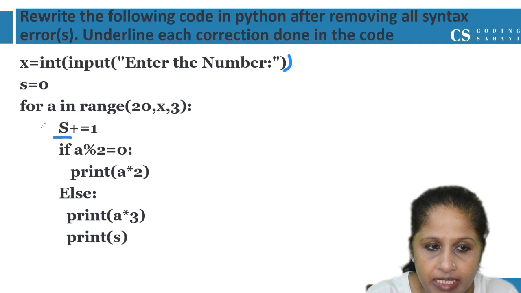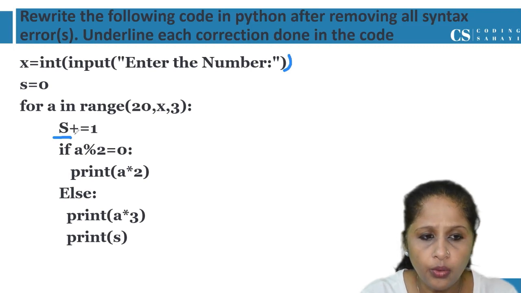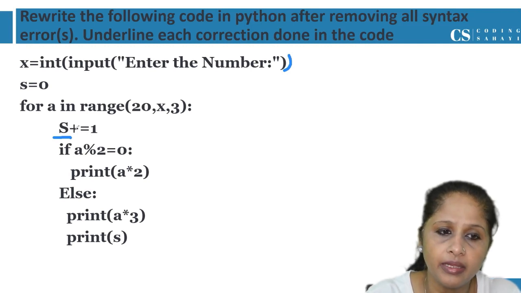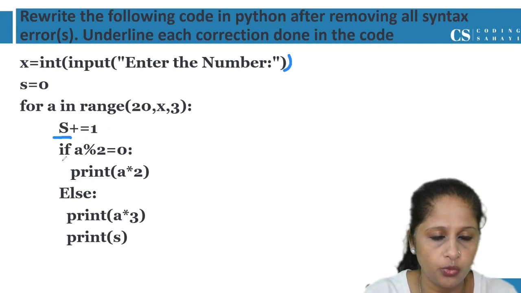So here I am changing this one. It should be changed to small letter. Then coming to the next line, is there any problem like plus equal to? You know this one, the augmented operator or the shorthand assignment operator. Like plus equal to we can write, that is s is equal to s plus 1.